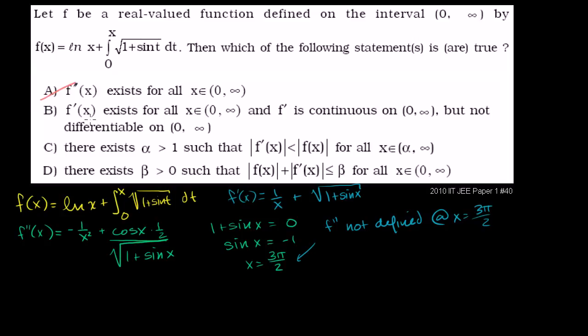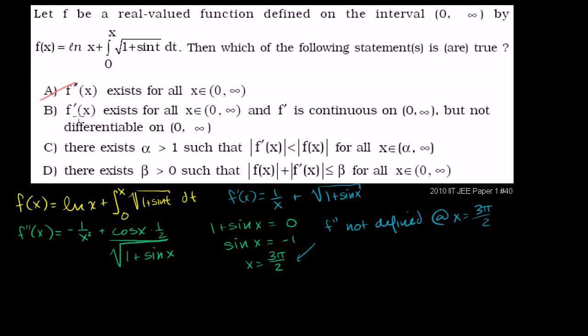Now let's see. Choice B says f prime of x exists for all x greater than 0. Well, that seems to be the case. You can't put x equals 0, but that's not in the interval. And f prime is continuous on 0 to infinity. Yeah, it's continuous. No obvious discontinuities here. But not differentiable on 0 to infinity. Well, it's clearly not differentiable there. The derivative of the first derivative, the second derivative, does not exist at x equals 3 pi over 2.